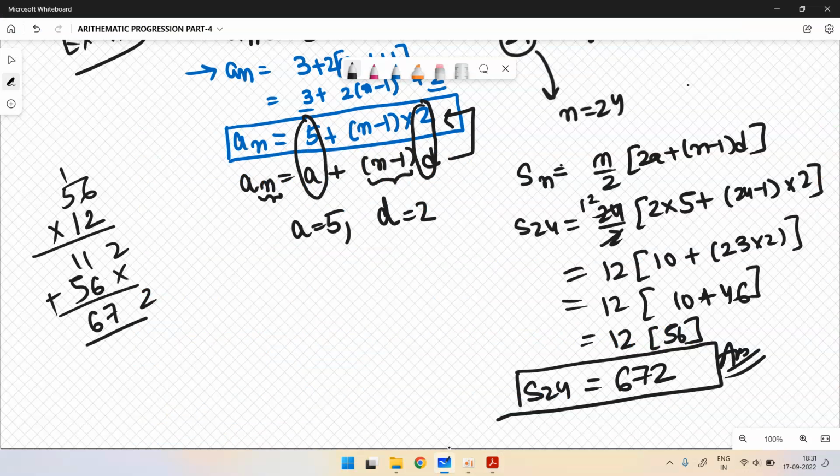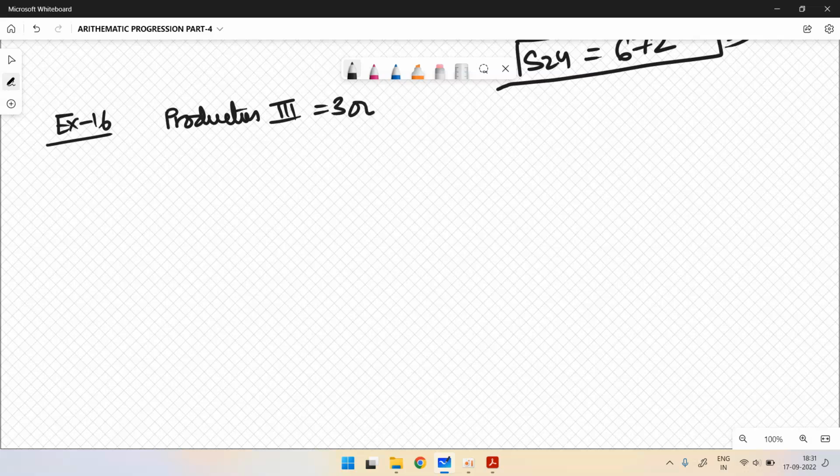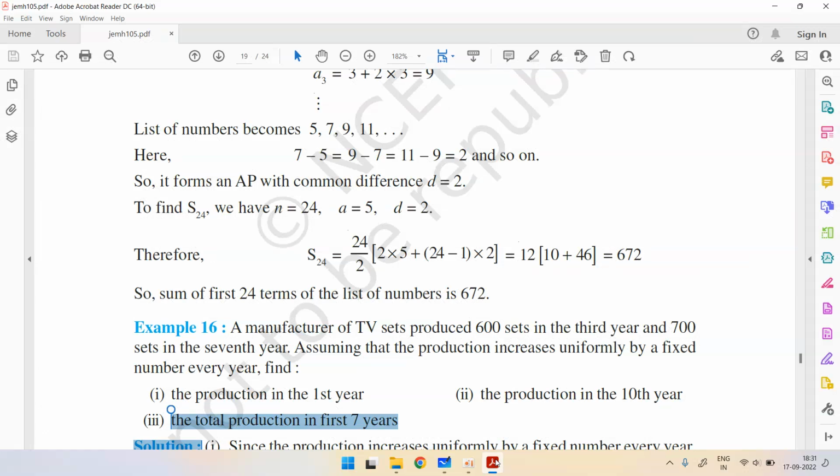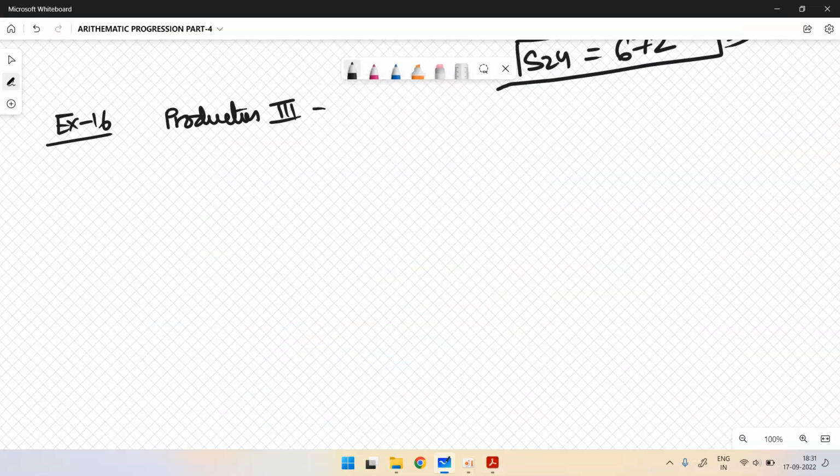Example 16. So the production is given for the third year as 600, and in the seventh year something is given as 700. The production is 700.